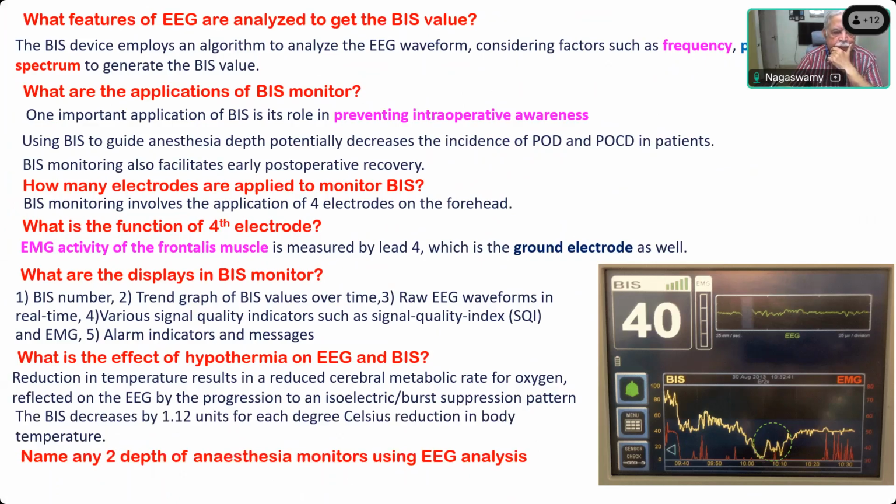Name any two depth of anesthesia monitors using EEG analysis. Entropy, sir. Entropy and Narcotrend. Excellent. Spectral entropy monitor and Narcotrend.